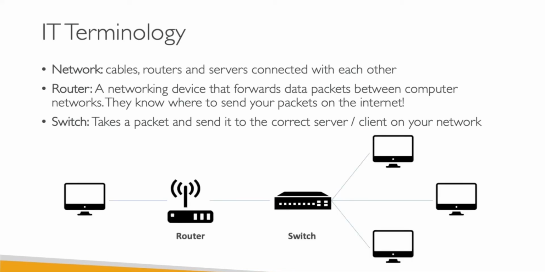So if we put all these things together, it looks like this. Our client will send the data to a router, the router will find its way all the way to a switch, and the switch will know to which computer in your network to send the data to. So why do I introduce all these things?